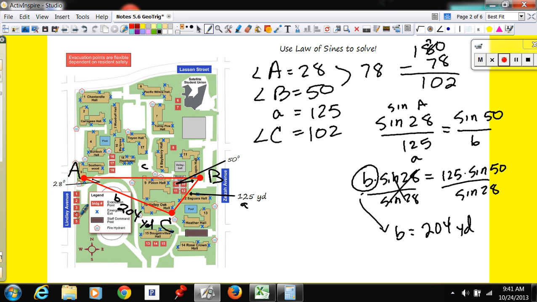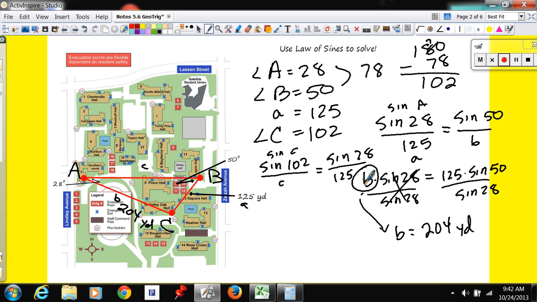So to find little c, I need to do the sine of 102 over little c. I need to do the sine of C over little c. But I need to set that equal to one of my other ratios. Which one should I use? Sine of A over little a or sine of B over little b? It won't matter. You can pick. The reason I would pick A is because they already gave me A in the initial problem. So I would put sine of A, which would be the sine of 28, over the 125 again. I'd use the same one they gave me in the problem.